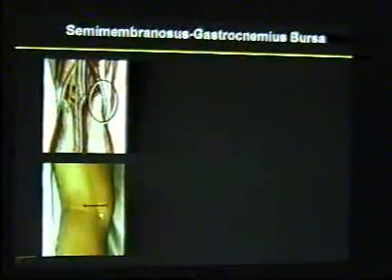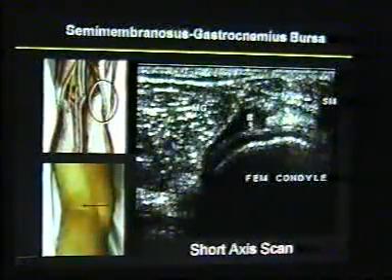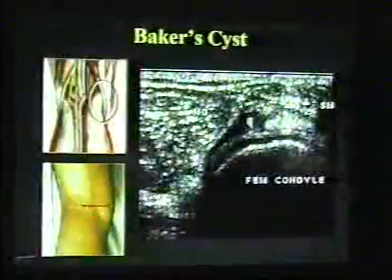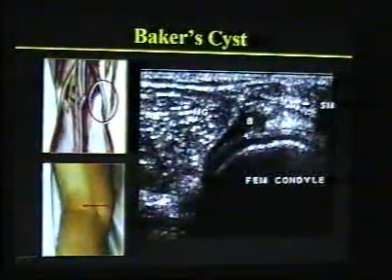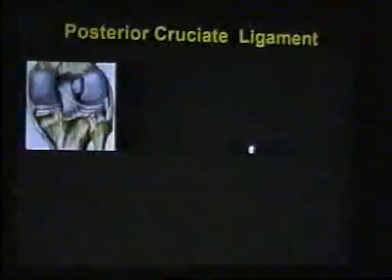If we scan this area for Semimembranosus-Gastrocnemius Bursa, we get it normally, and if there is Baker's cyst, we can get the Baker's cyst there. There is a Baker's cyst in that region.